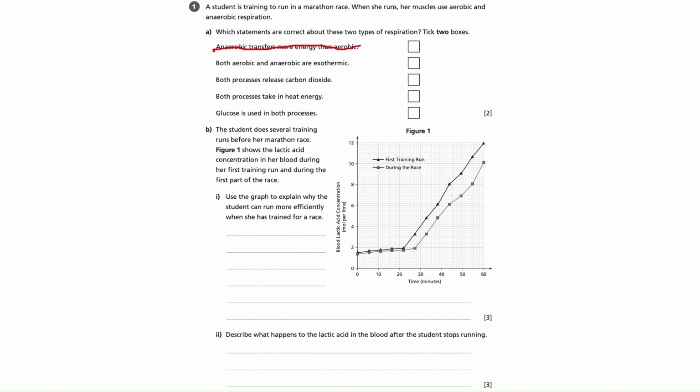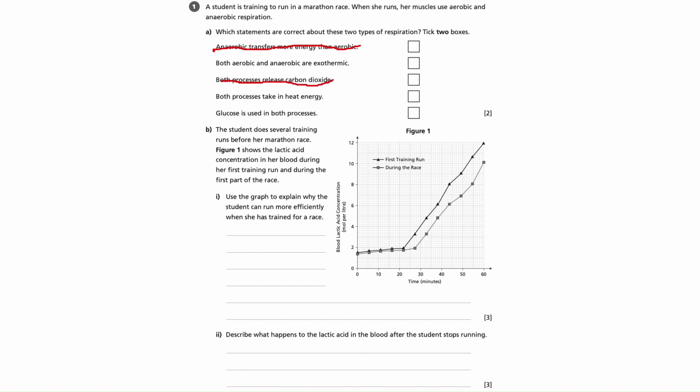Both aerobic and anaerobic are exothermic, as in they release heat energy. Well, yes, that is true. So that could be one of ours. We'll leave it there though, because we'll have a look at what some of the other ones are. Both processes release carbon dioxide. That is incorrect. Anaerobic respiration in animals does not release carbon dioxide.